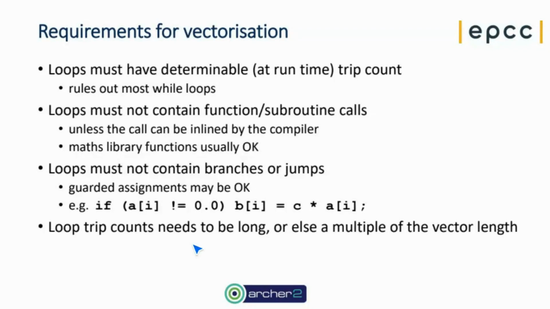For good performance, the loop trip counts should be a multiple of the vector length, unless they're very long, in which case it doesn't really matter, because the loop is going to be executed in chunks of iterations equal to the vector length. If there's any remainder at the end, then those iterations have to be done with plain old serial instructions. So if the loop's short, then it needs to be a multiple of the vector length. If the loop's very long, then it probably doesn't really matter if there are a few serial instructions going on at the end.